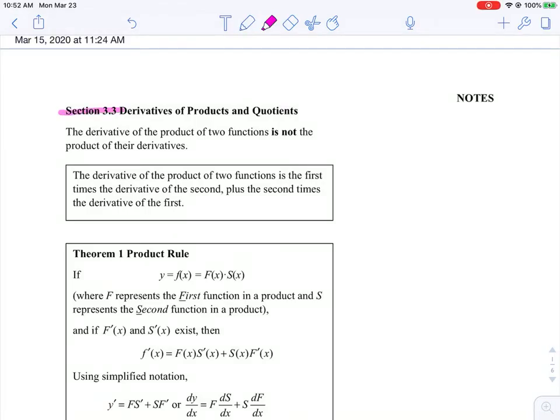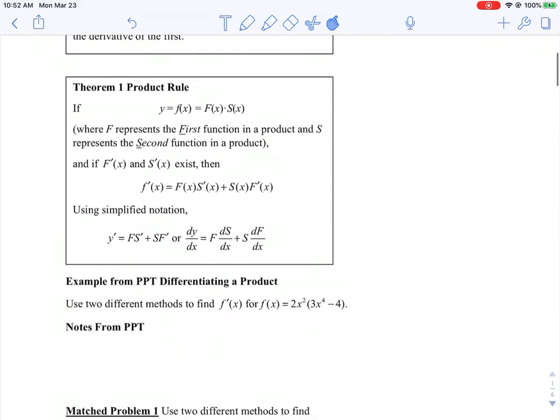Section 3.3 talks about derivatives of products and quotients. These are the concepts. Breaking this into two videos. The first will just focus on the derivative of products.